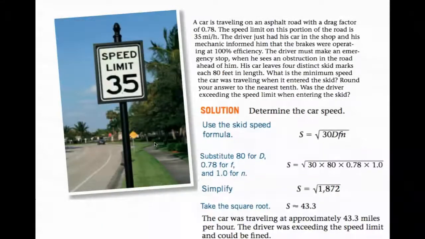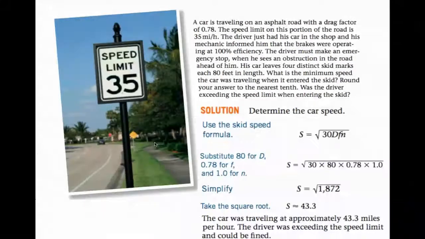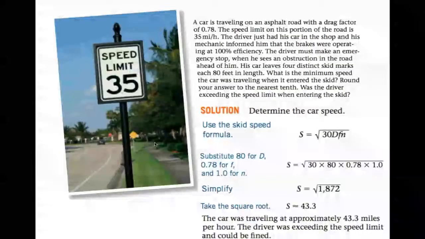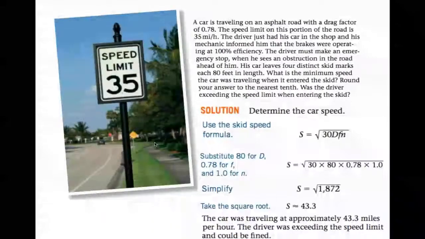You know, people will often say, but I was going below the speed limit. All they have to do is measure the skid marks, get the right numbers for the indices, and no, you weren't. So in this particular case, this driver was not going at 35 miles per hour, so would get a ticket for causing or inciting this accident.